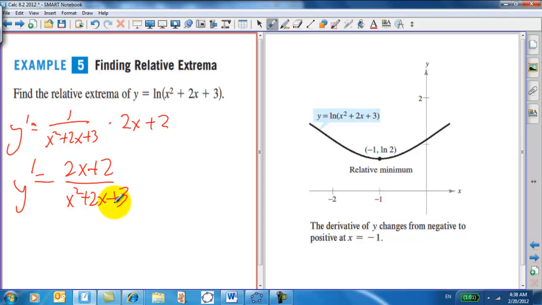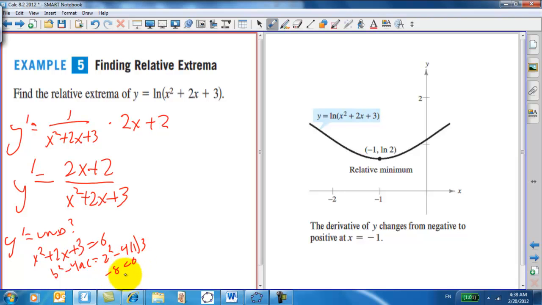Well, looking at x squared plus 2x plus 3 quickly, can y prime be undefined? You'd have to have x squared plus 2x plus 3 equal to 0. And a quick look at the discriminant, b squared minus 4ac, 2 squared minus 4 times 1 times 3, that's negative 8. That's less than 0, so you only get imaginary answers. So no, we don't have to pursue that. And that certainly seems to be the case here in our picture. It's basically a happy parabola, this original thing. And you can always take the log of a positive number, so there are no restrictions on the domain in that case.